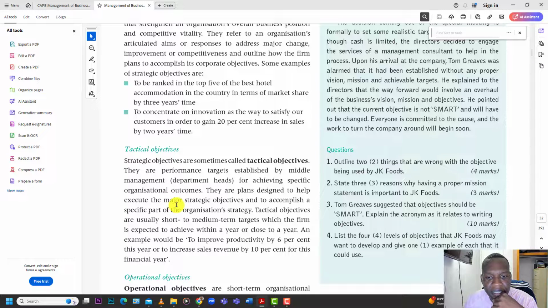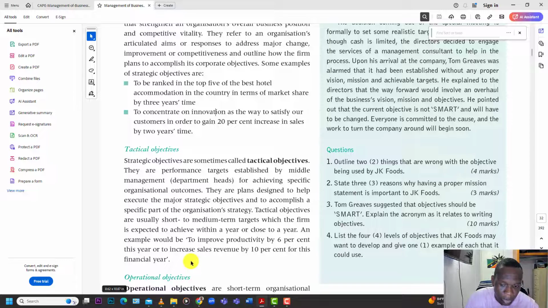They are plans designed to help execute the major strategic objectives and to accomplish a specific part of the organization's strategy. Tactical objectives are usually short to medium term, which the firm is expected to achieve within a year or close to a year. An example would be to improve productivity by 6% this year or to increase sales revenue by 10% for the financial year. So you see, that's a little bit more doable in the short term. To improve productivity, maybe you might want to hire a new person in the short term. You might want to get them more equipment, invest in capital to help them become more productive.